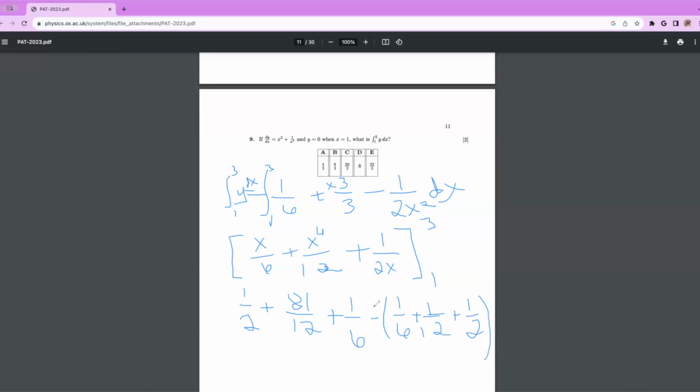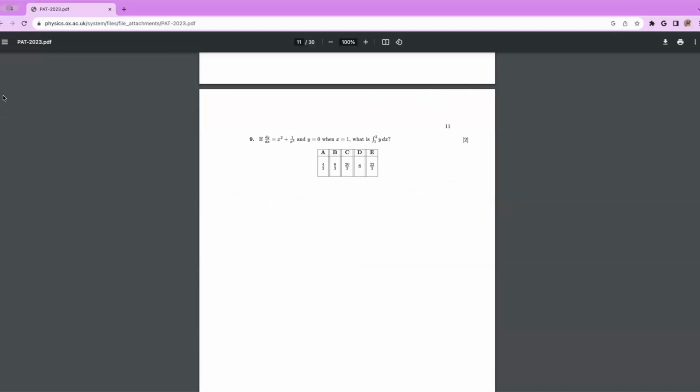If you'll notice, this 1/2 actually cancels out with this negative 1/2, and this 1/6 cancels out with this negative 1/6, which leaves us 81 over 12 minus 1 over 12, which is 80 over 12. If you divide both the top and bottom by 4, that's equal to 20 over 3, meaning our answer is C. Yay. That's surprisingly a bit longer, although then again, I haven't done too well on this, so I can't say much.